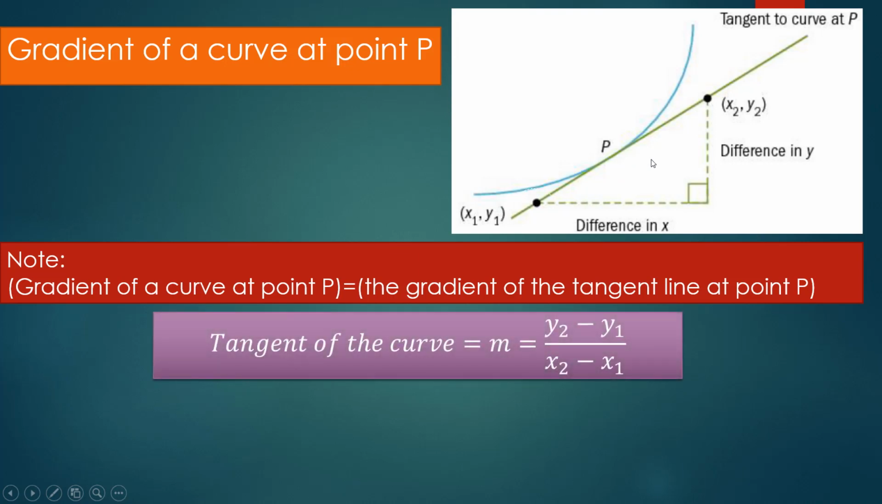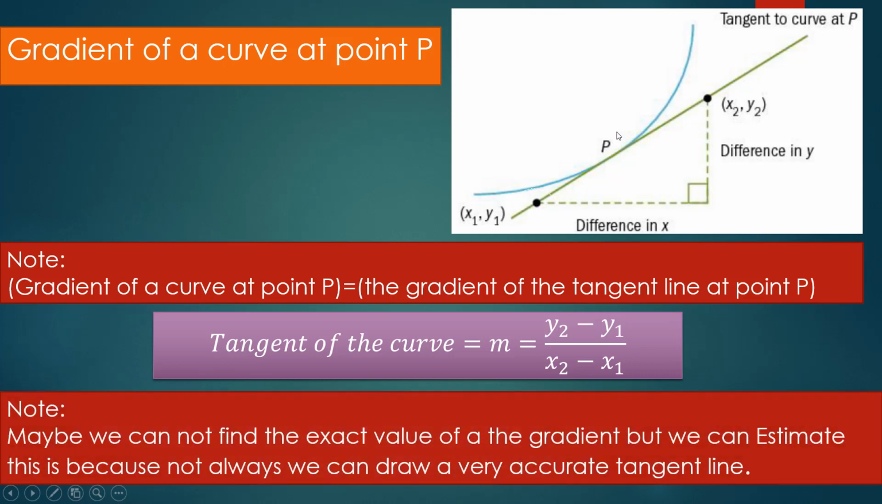For this, we just need to take any 2 points on the tangent line around point P, then find the gradient of the tangent, which will be equal to the gradient of the curve at the point P. So we can say that the gradient of the curve is the same as the gradient of the tangent line if I take any 2 points like in the figure. But we need to be careful, because we cannot always find an exact value for the gradient, since it is difficult to draw an accurate straight line. We need to be very careful when drawing the tangent line here.